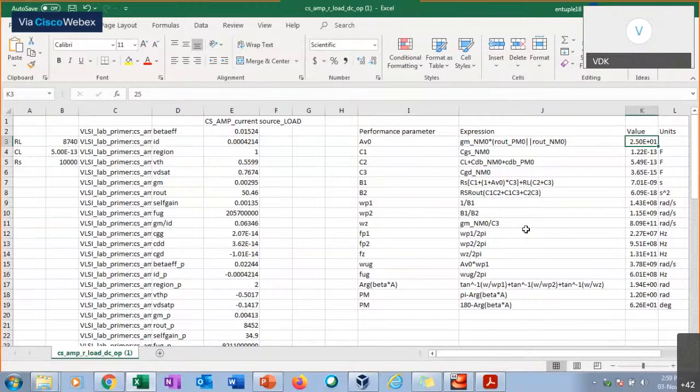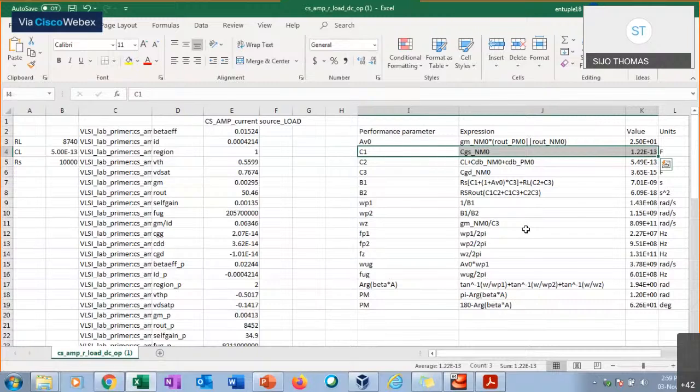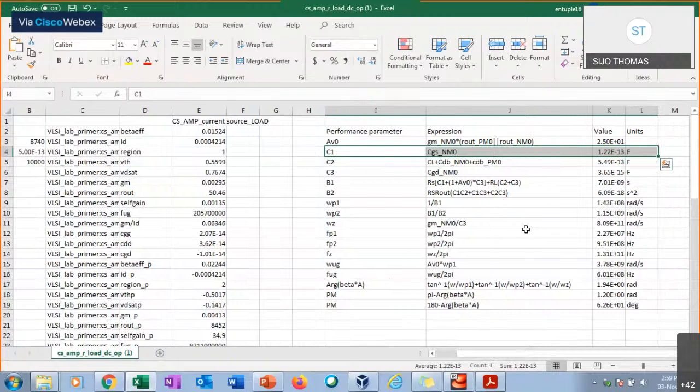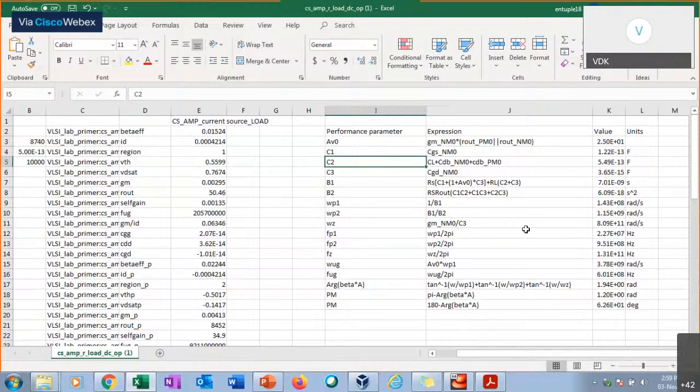Then C1 is CGS of the NMOS device. That turns out to be about, how much is this? 122 femtofarads. No, 0.122 femtofarads. No, 122 femtofarads, sorry. Then C2 is the output port capacitance that turns out to be equal to CL plus CDB of the NMOS plus CDB of the PMOS, and we pick up the values from there.